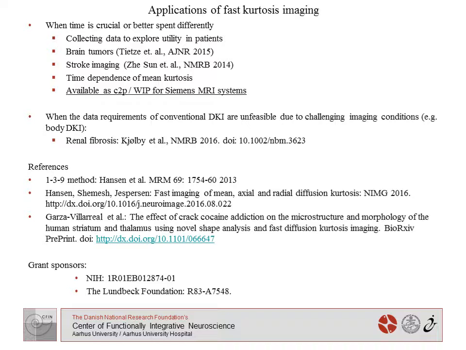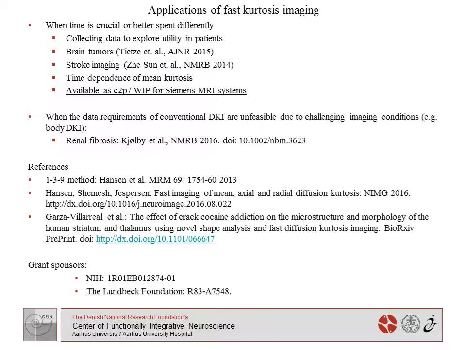The 199 protocol is also efficient enough that datasets can be collected with varying diffusion time, so the time dependence of the kurtosis parameters can be estimated. And we want to point out that these protocols are available as work-in-progress packages for Siemens MR systems, complete with online reconstruction.